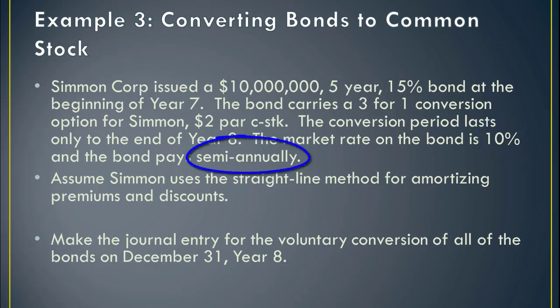The bond makes semi-annual payments. And just to keep things simple for our example, we're going to assume that Simon uses the straight line method. We want to make the journal entry for the voluntary conversion if everybody decides to convert at the very end of the conversion period.